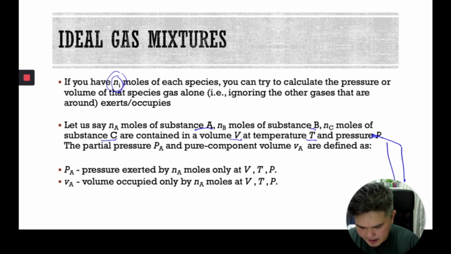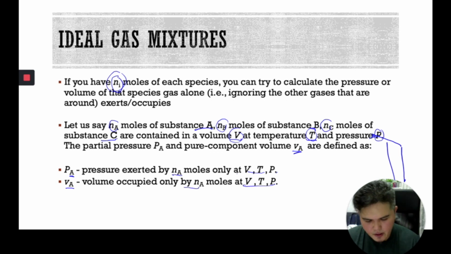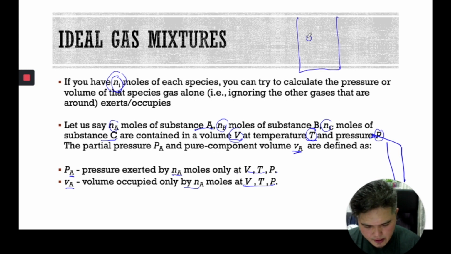Let's say the number of moles n_A is substance A, n_B is substance B, and n_C is substance C, contained in one container of volume V at a certain temperature T and pressure P. We can say that the partial pressure and pure component volume V_A are defined as follows: p_A is the pressure exerted by n_A moles only at V, T, and P, and V_A is the volume occupied only by n_A moles at T and P. What this means is, if you have a component, so you have gases here, and let's say I draw a lot more.